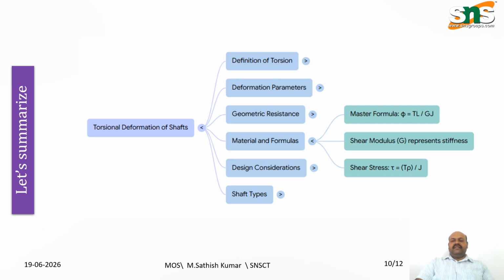And here is the mind map for this deformation of shafts, in which the definition of torsion is seen, and the deformation parameters, geometric resistance, and the material and formula, the master formula, we have seen. Shear modulus represents stiffness. Shear stress is given by the formula T rho divided by J. And all these things are considered for the design, and based on the shaft types, we could look into the design.